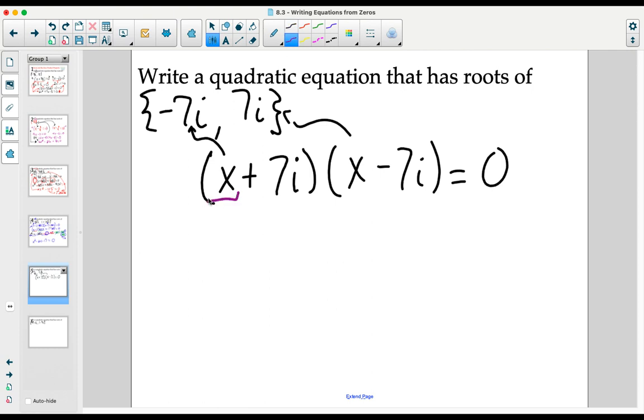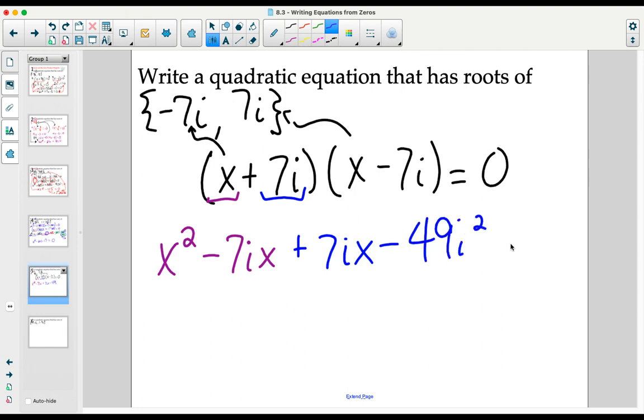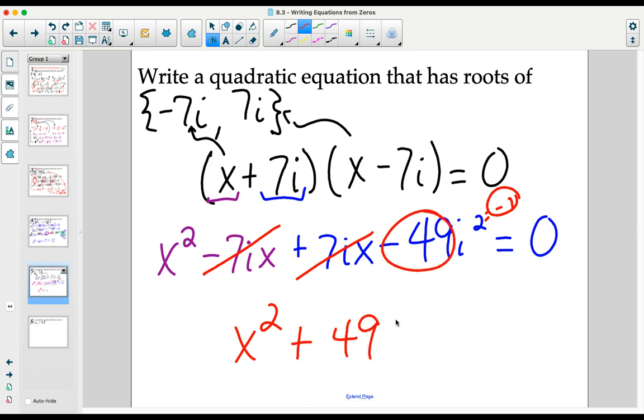So we're going to say x times the binomial in the second parenthesis. That gives us x squared minus 7ix. And then we're going to see 7i times that second binomial, which is going to create a plus 7ix minus 49i squared. And all of that is equal to 0. Simplifying what we can, these two are opposites of one another. i squared is equal to negative 1. So that changes that last term, negative 1 times negative 49, into plus 49 equaling 0.